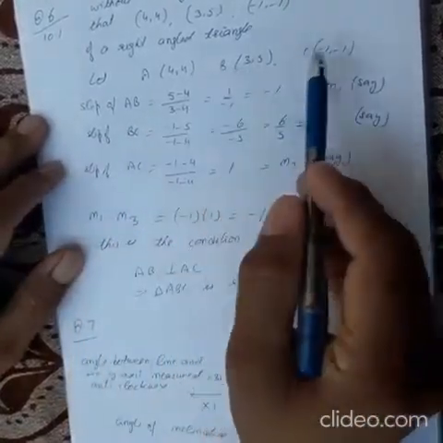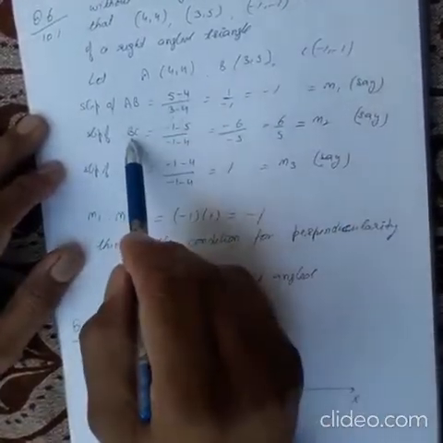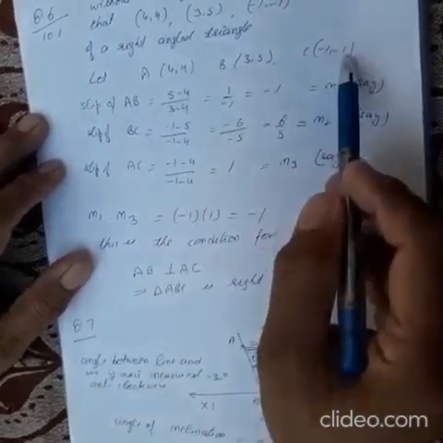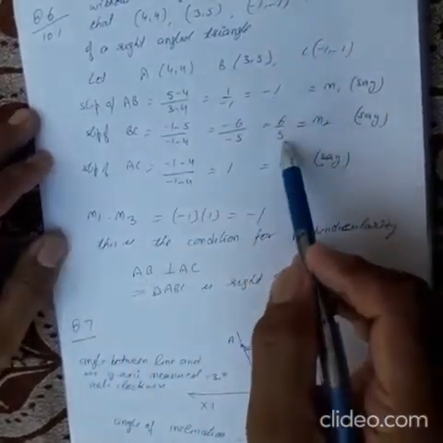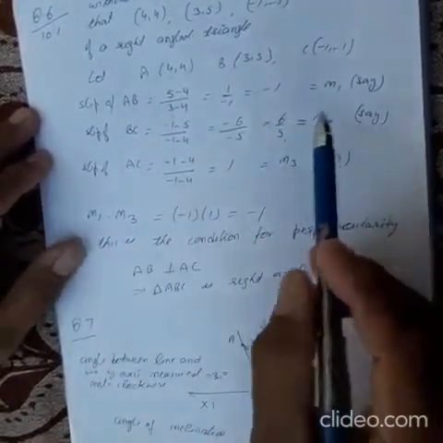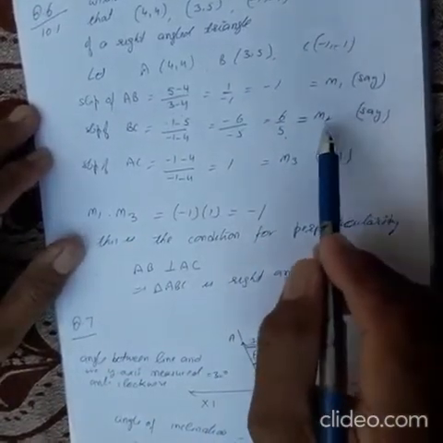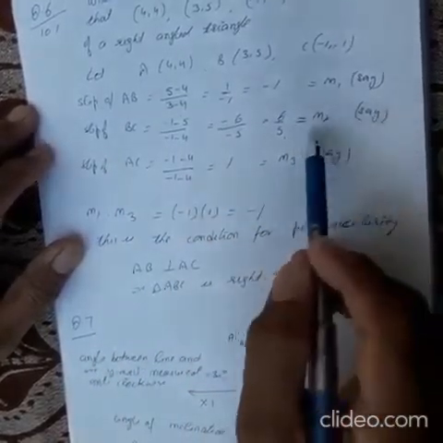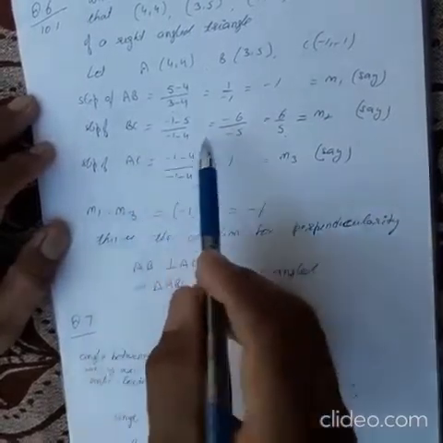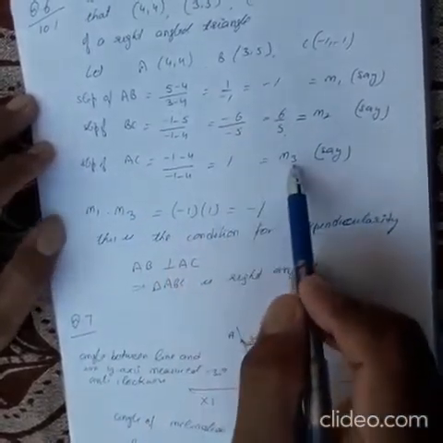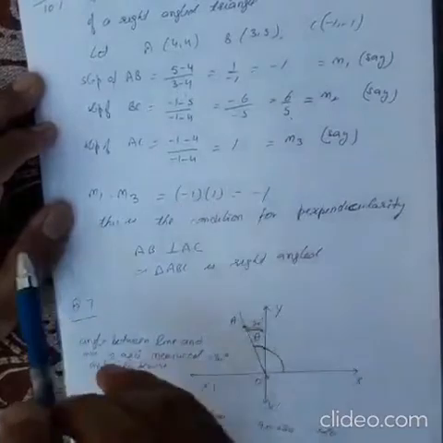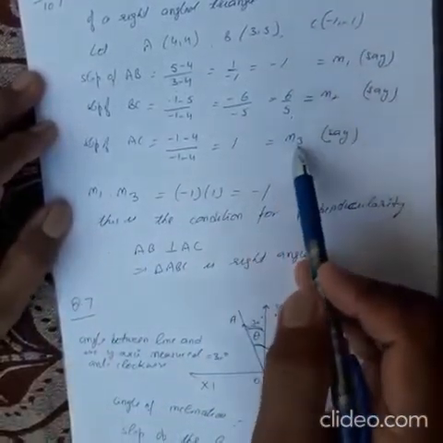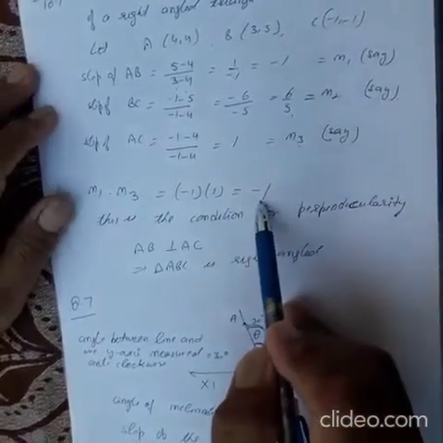Similarly, slope of BC. In that case, for the coordinates of B we assume x1 y1, and C x2 y2. Using the formula, it is 6 upon 5. Let it be m2. In the bracket we have written m2, so it means I have supposed the slope of BC as m2 here. Then slope of AC, using the same formula, it is 1. Let it be m3. And clearly we can observe that the product of m1 and m3 is minus 1.